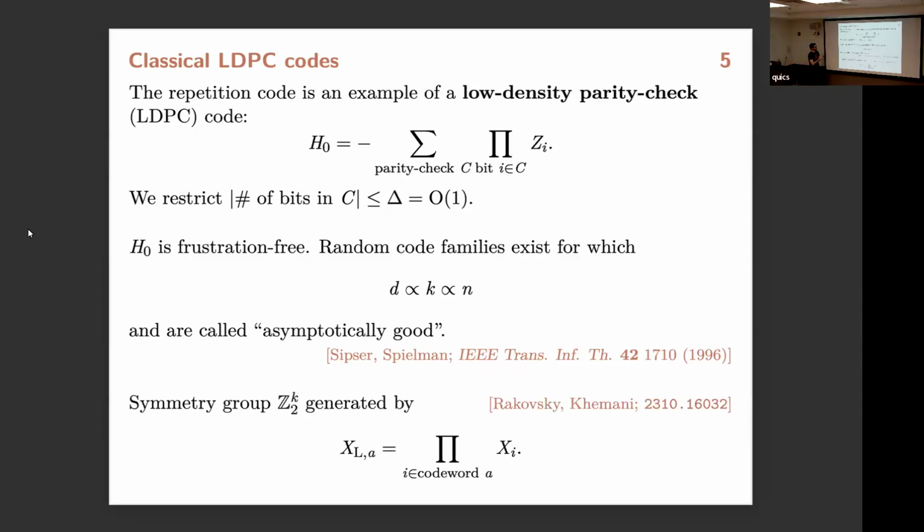Now for this Hamiltonian, if we have such a code, then for each code word of this classical code, the product of Pauli x's will generate a Z2 symmetry. And so if we have one of these asymptotically good codes, this Hamiltonian has a very large symmetry group generated by these products of x's in every code word.